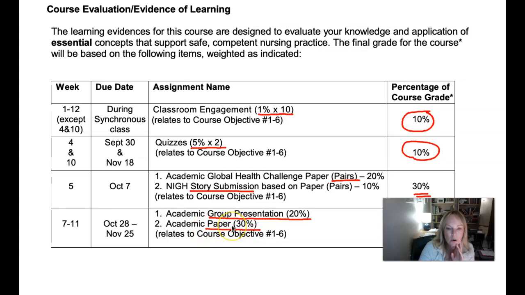Students last year asked if this academic paper could be done in groups, and last year I let students do it individually or in groups, maybe with a pair from your group presentation, but it's based on your group presentation. And so you have a choice here of whether you want to do it in a group, maybe a pair, or by yourself. Those combined make up 50% of your mark.